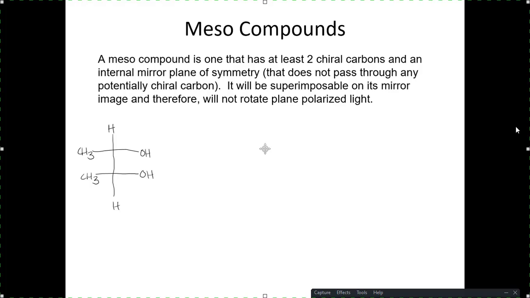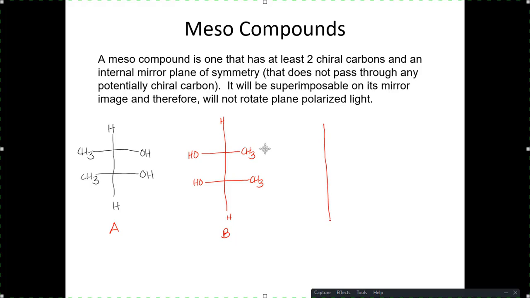So let's look at this molecule and let's do the same kind of analysis here. So this is molecule A. Let's draw its mirror image. And then we'll draw its diastereomers. So we would have a hydrogen, our OH, our CH3, our OH here, our CH3 here, and then our H there, and we would call that molecule B. And let's then go ahead and draw the diastereomers.